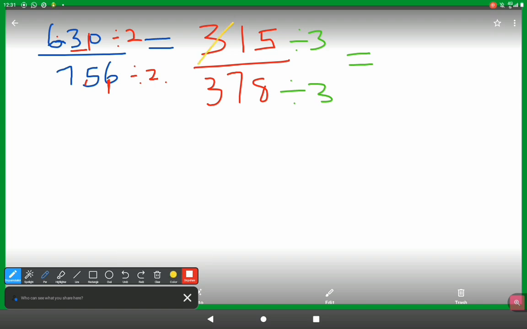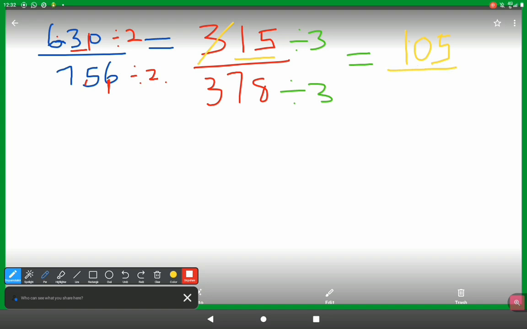3 divided by 3 is 1. There's no remainder. Okay. But I cannot divide 1 by 3. So if I cannot do that, then I'm going to write 0. Because I cannot use 3 to divide 1. So after I've written the 0, then I'll pick 1 and 5. They'll become 15. So 15 divided by 3 is 5. So that shows that 315 divided by 3 is 105.